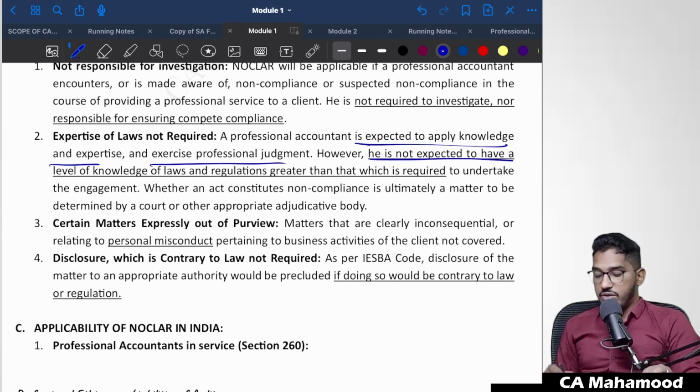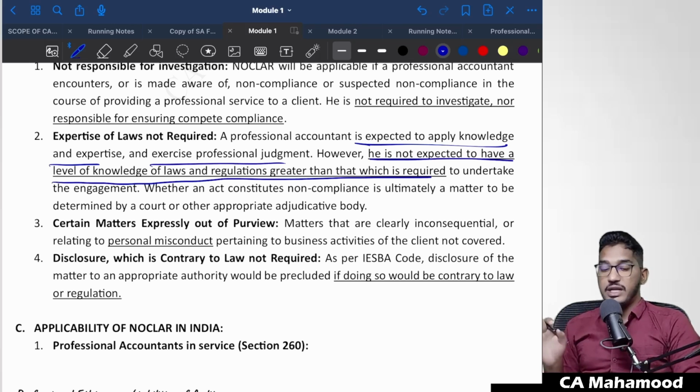However, he is not expected to have a level of knowledge of laws and regulations greater than what is required. We are not expecting you to be an expert in law. Just whatever knowledge you are required to have, that much is enough. We don't expect any expertise from chartered accountants. Whether an act constitutes a non-compliance is ultimately a matter to be determined by the court. Whether finally it is non-compliance or not has to be decided by the court of law.